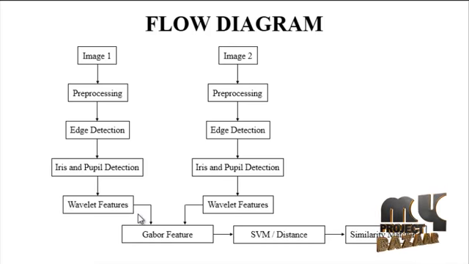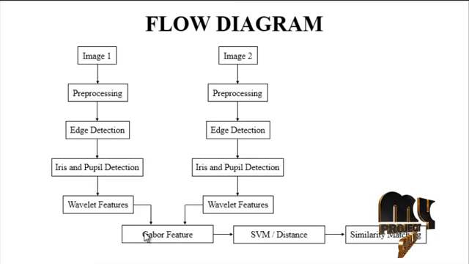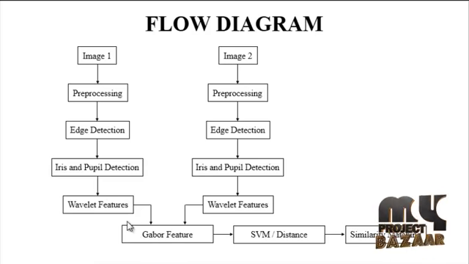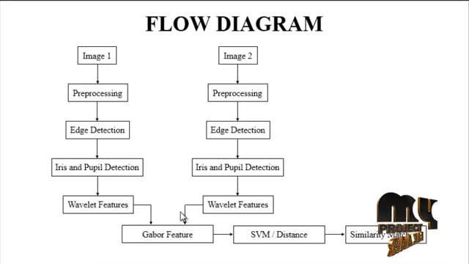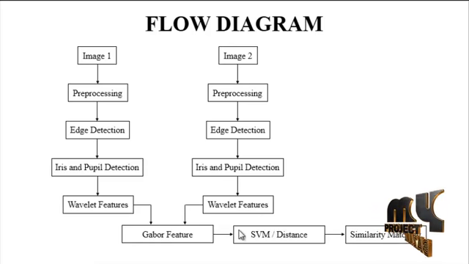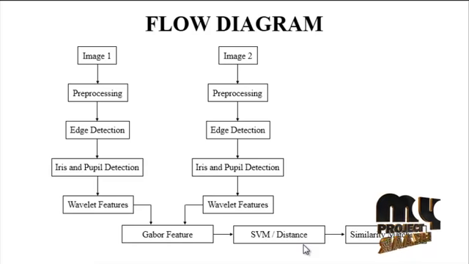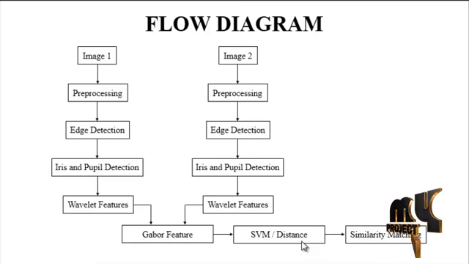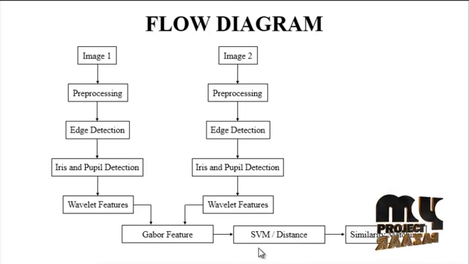After the wavelet feature is extracted, the Gabor features are also extracted from the image. After the extraction of the Gabor and the wavelet features, the classification module is done. In this classification module, we have two types of classification. The first one is the distance based classification, then the second one is the SVM classification.